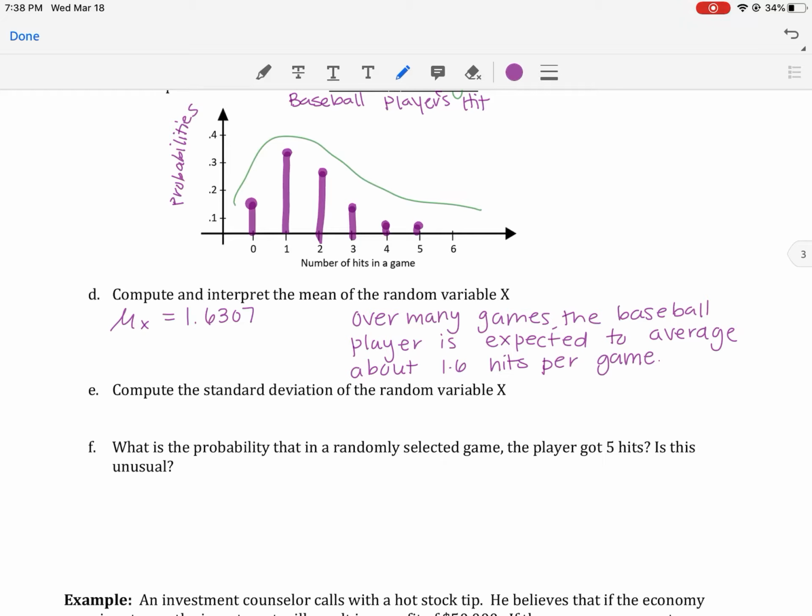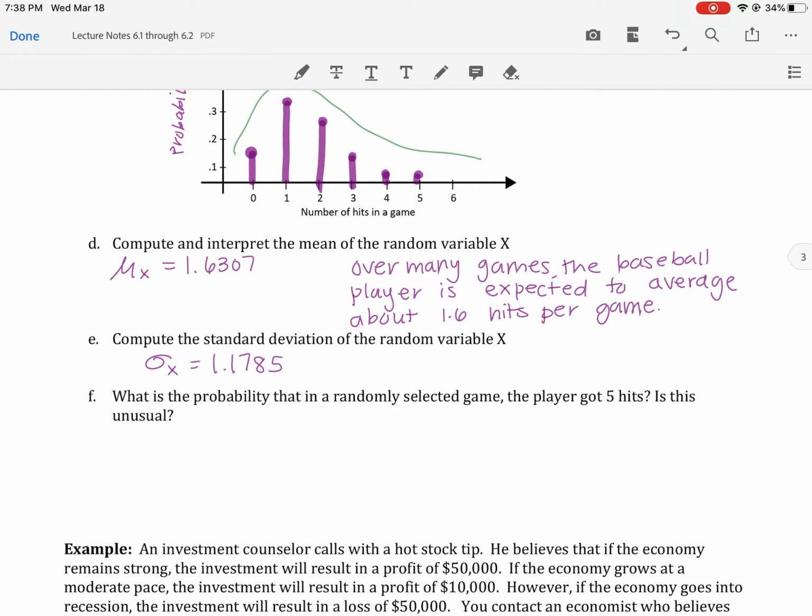But since it is an average, it's okay to have an average of 1.6, even though we know you can't hit 1.6 hits in a game. Okay, the standard deviation was sigma x, and it told us on our calculator it's 1.1785. Okay, so now let's talk about it.